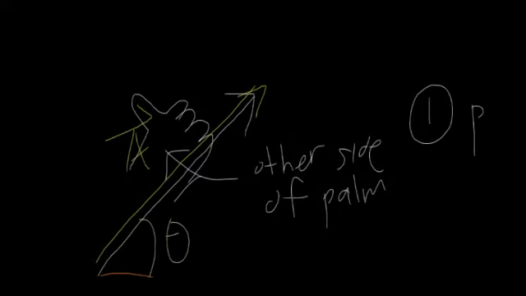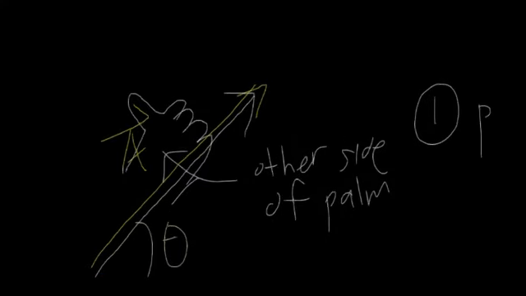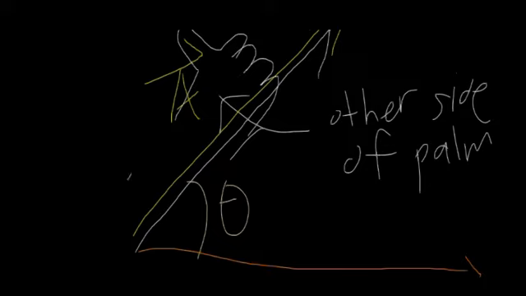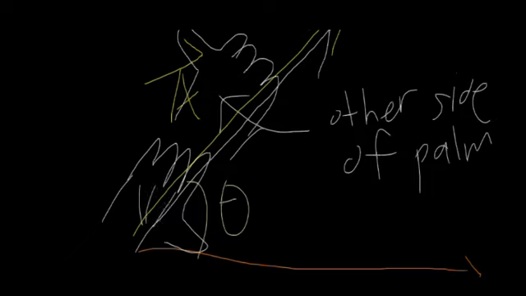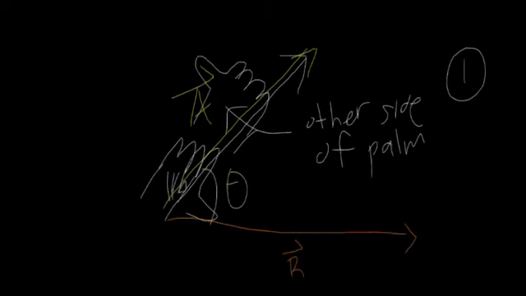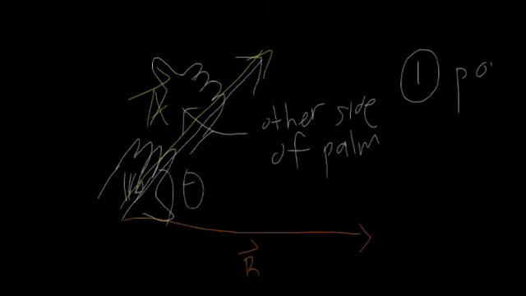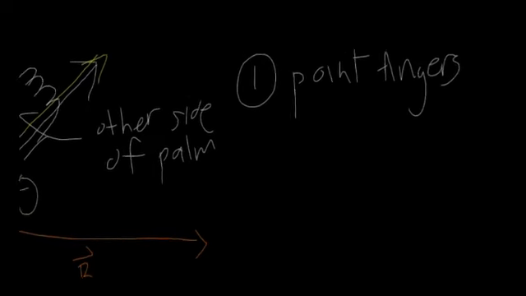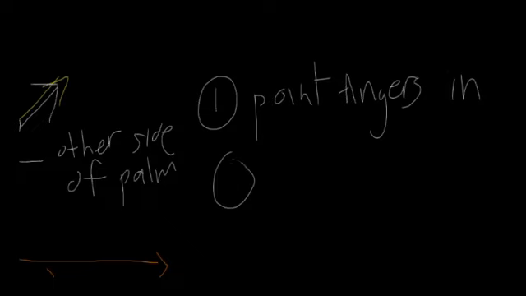And the other way is this way, where you would have your palm facing in your direction. So I think it would look something like this, where this is your palm, this is your thumb, and this is your four other fingers. That's one way to do it. My bad.